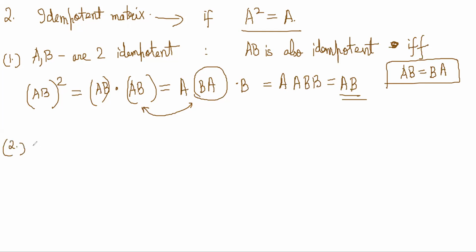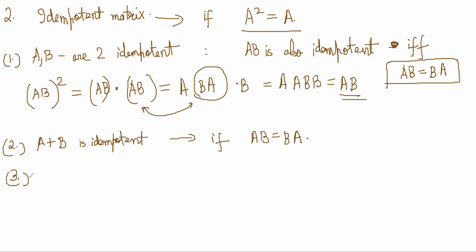Then the second one is A plus B is idempotent if AB is going to be B, AB is going to be A, if AB is equal to B. Again, same logic. And the third one is AB is equal to A and BA is equal to B; this also implies A square is equal to A and B square is equal to B. So why is this true?